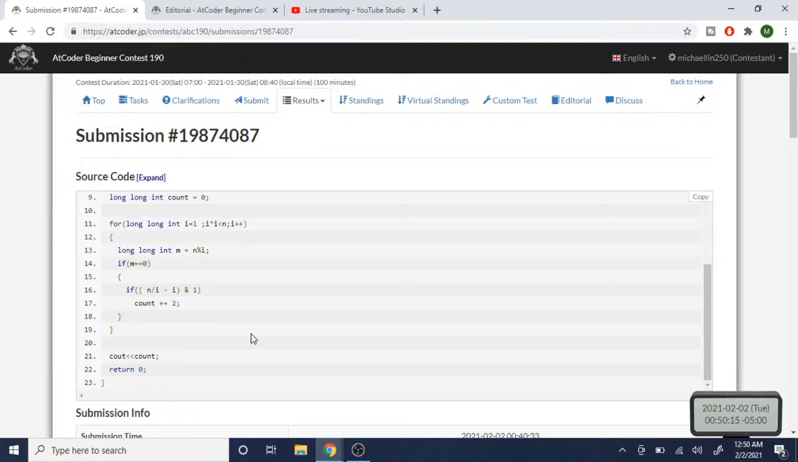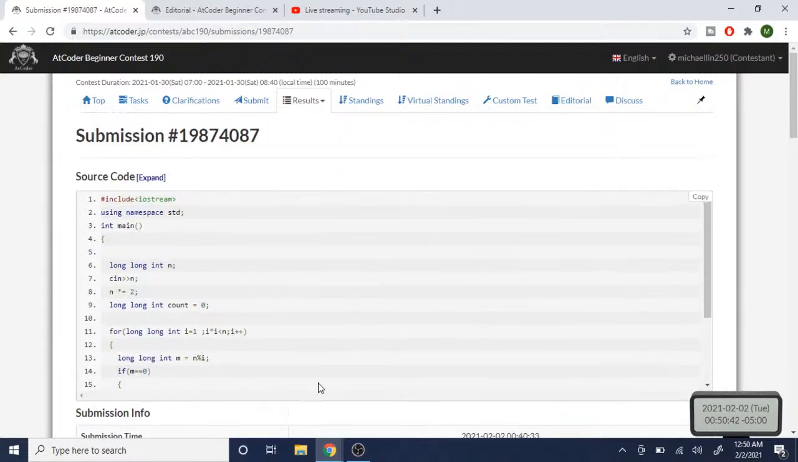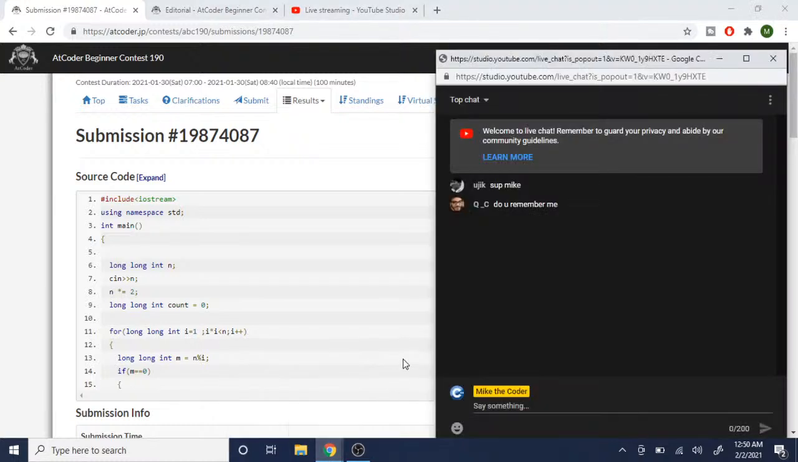If it's equal to 0, if it's divisible by I, you divide n by I minus I and by 1. What? Okay, this is checking if it's odd, right? And by 1 checks if it's odd. But n over I minus I, what does that even mean? That's n minus I squared over I. Check if that's odd. I don't know where they got that formula from.